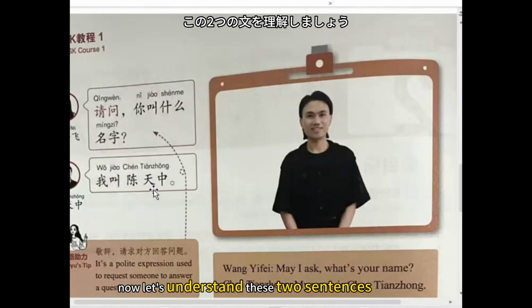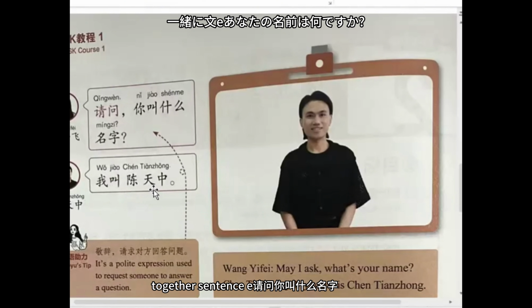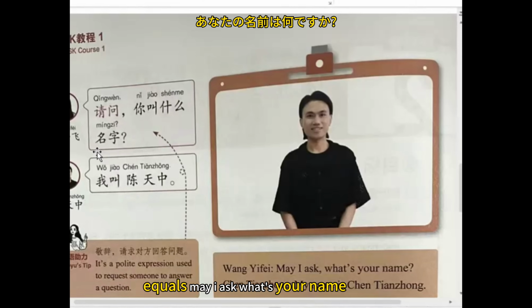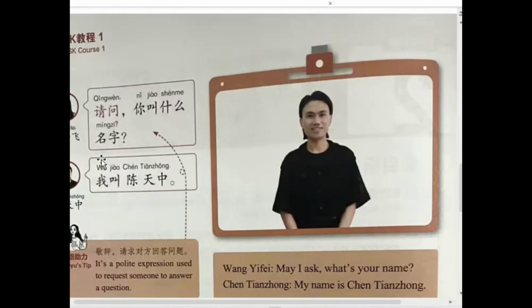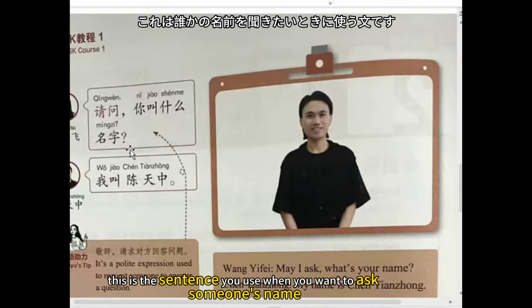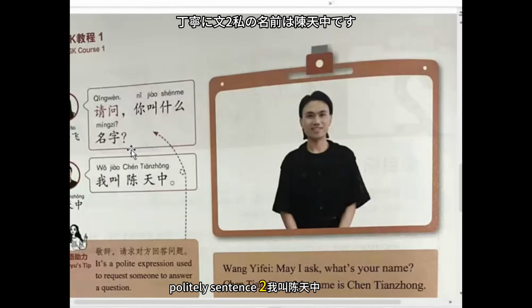Now, let's understand these two sentences together. Sentence 1, 请问你叫什么名字? Equals, May I ask what's your name? This is the sentence you use when you want to ask someone's name politely.